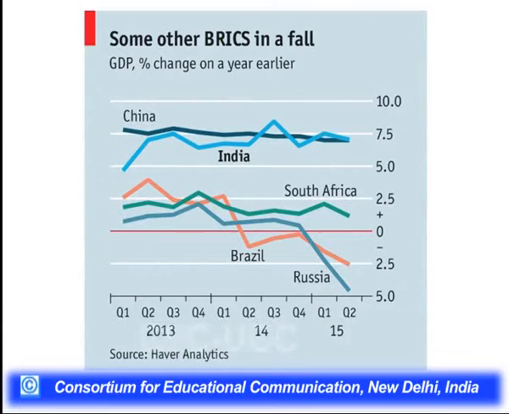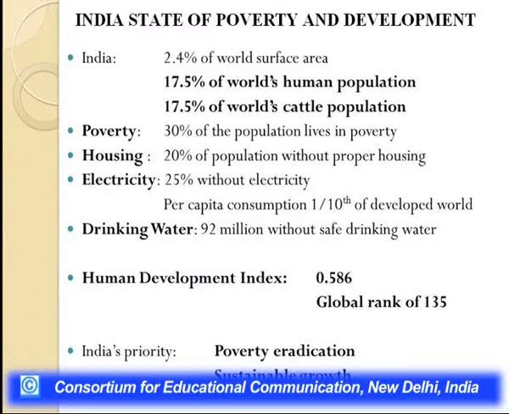Now I would like to put before you India's state of poverty and development. And for that, I would like to take up the carrying capacity consideration. You can see India, having 2.4% of the total geographical area, is accommodating 17.5% of the world human population and almost 17.5% of the world cattle population.